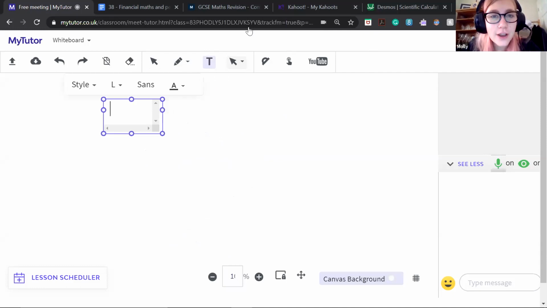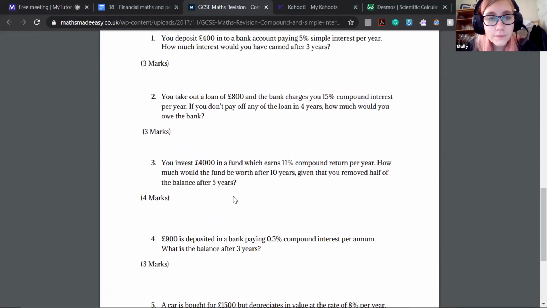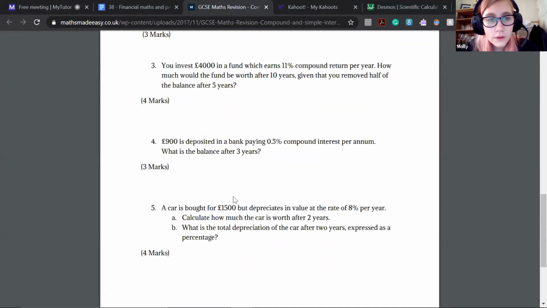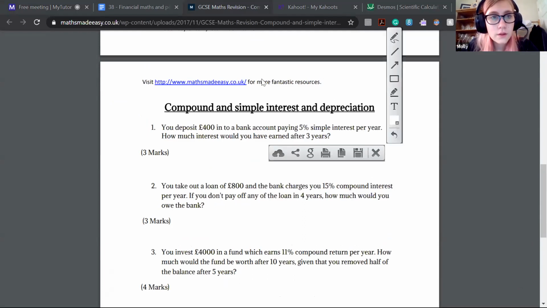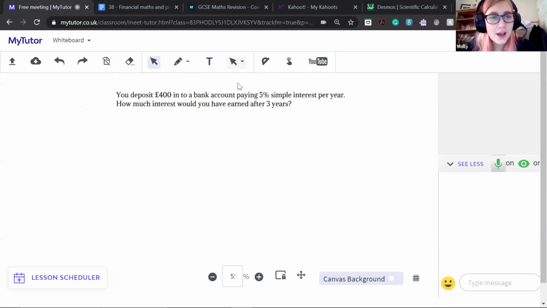In fact, why don't I find one from one here? Okay. Oh my gosh. There we go. So you deposit £400 in a bank, paying 5% simple interest per year. So this one is how much interest would you have earned after 3 years? So think about how that's different and give this one a go at answering.